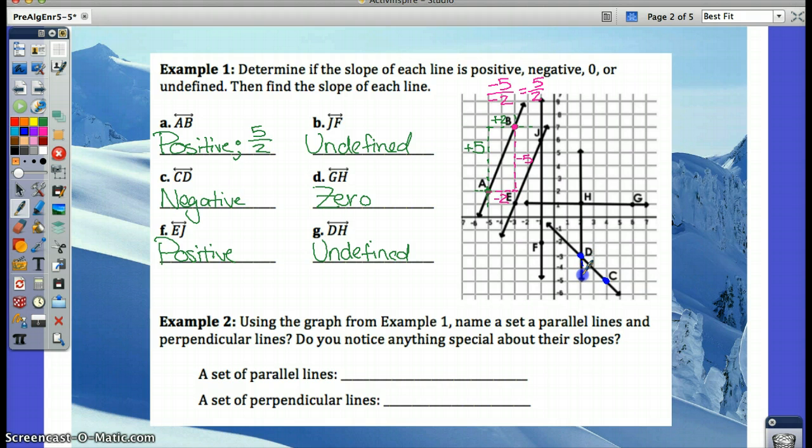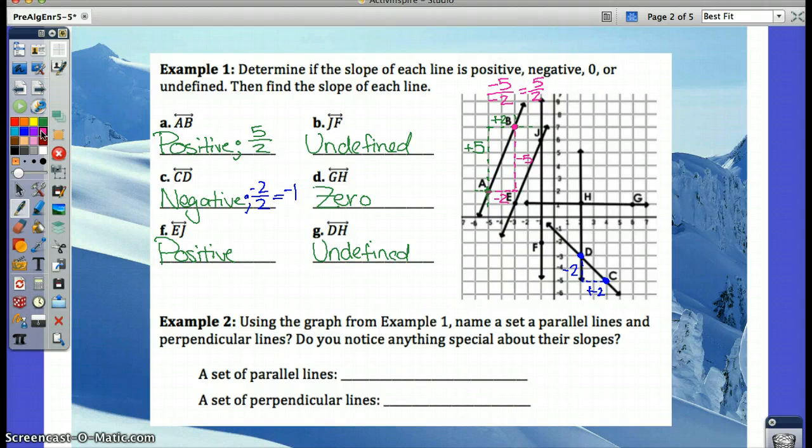From D, I would rise, but I'm actually going down. So what type of number would that be? Negative. 1, 2. And then from that point, how many am I running? I'm running towards the positive numbers, and I'm running a positive 2. Set up your fraction now. Rise over run. So the negative slope for C would be negative 2 over positive 2. Let's not leave it like that, guys. Let's simplify that. Negative 2 divided by 2 would be a negative 1, or you could say negative 1 over 1. The slope then of line CD is negative 1. For D, the slope is 0, so we don't have to do any work there.